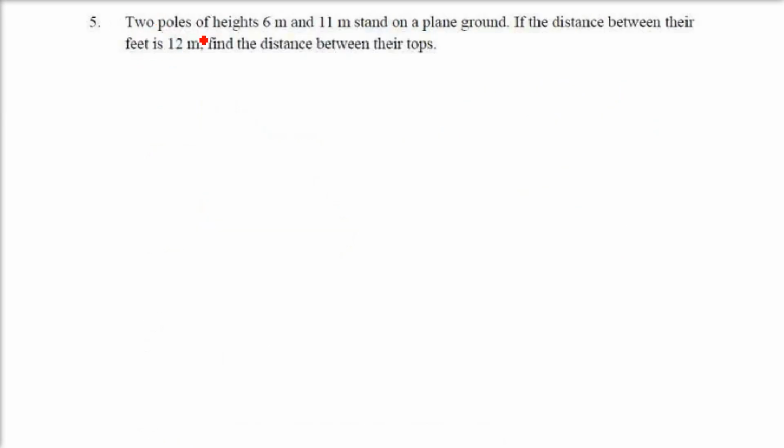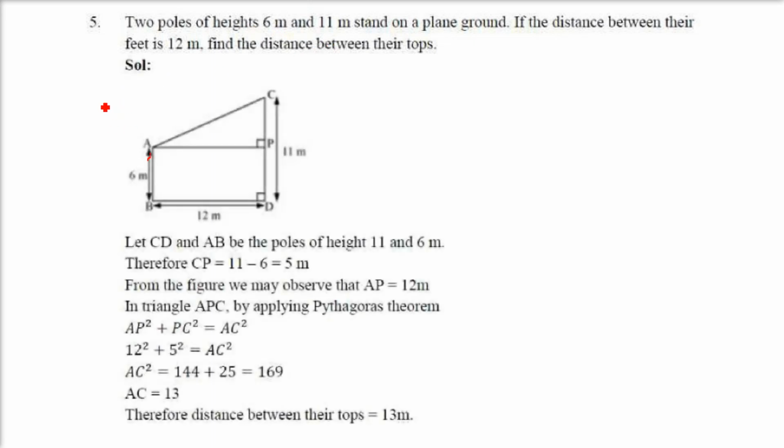Two poles of height 6 meter and 11 meters stand on a plain ground. If the distance between their feet is 12 meter. This is 6 meter, this is 11 meter. The distance between them is 12 meter. Find the distance between their tops. That is, we have to find this distance. See, this is 12 meter, so this will also be 12 meter.